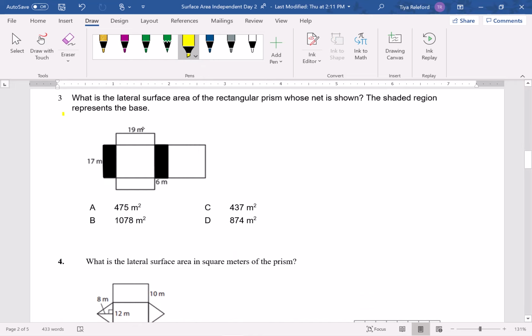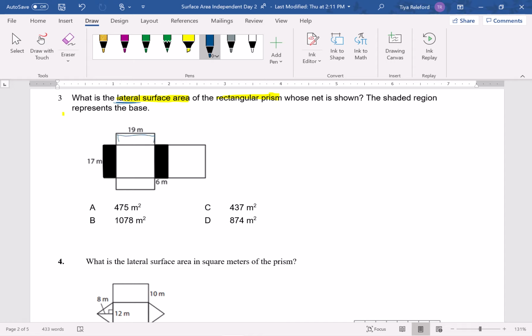Number 3, what is the lateral surface area of the rectangular prism whose net is shown? The shaded region represents the base. So we don't even have to shade the base this time, but we want the lateral surface area, only the sides. So we are not finding area of the bases.